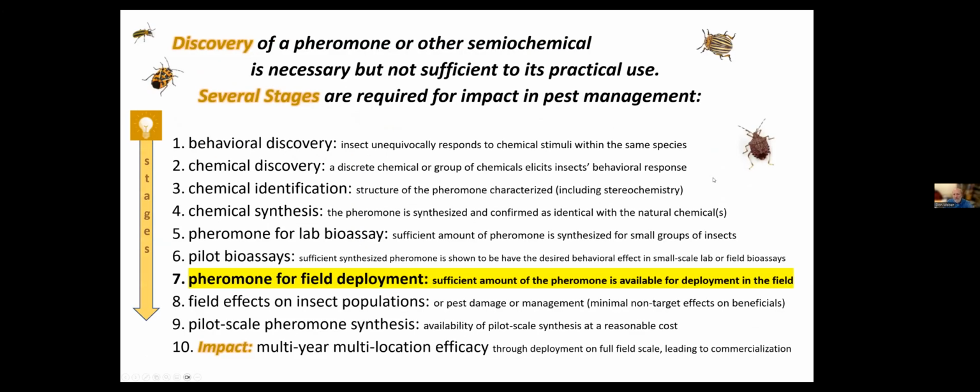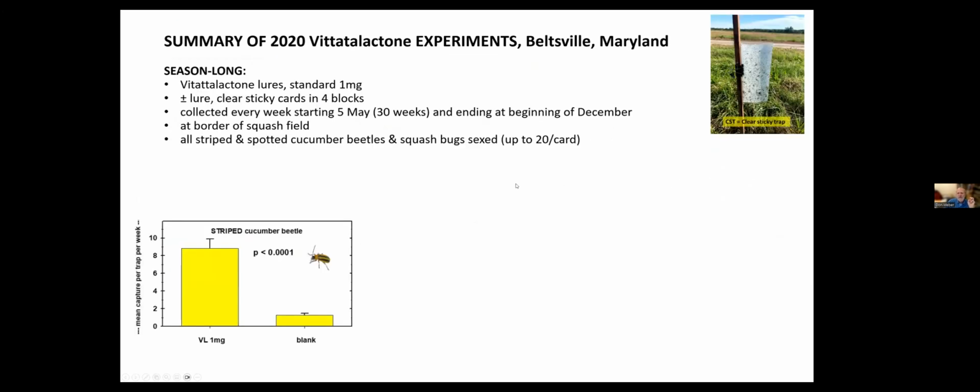Okay, so we're right in that 7 to 8 area with the striped cucumber beetle. So we put this out and we did the simplest, dumbest thing you can imagine, which is hang the pheromone lure next to a clear, sticky trap. It's messy, but it works. It's quick and dirty. And look what it did. 1 milligram of the mixed beta-lactone versus a blank. That's your control. And look at that. It attracts about 8 times as many. And this was true across the whole season from May to December, or almost December.